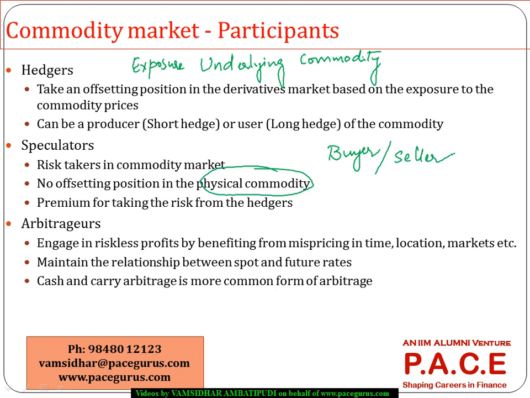So they try to bet the price of the commodity in some direction, based on their understanding, and they would like to make the profit if the prices move in their direction. So they are typically taking the risk out of the hedgers. So when hedgers are reducing their risk on that commodity, speculators are increasing the risk.